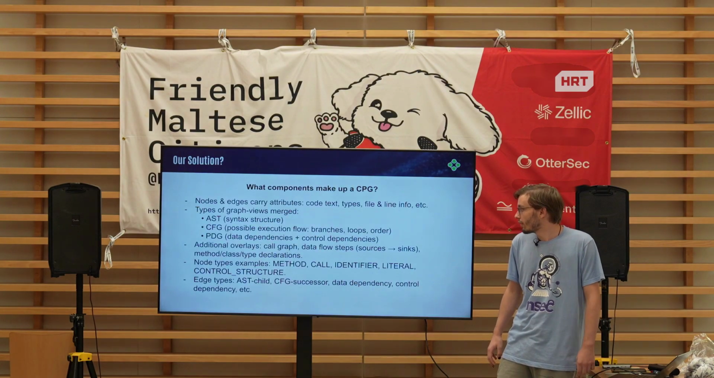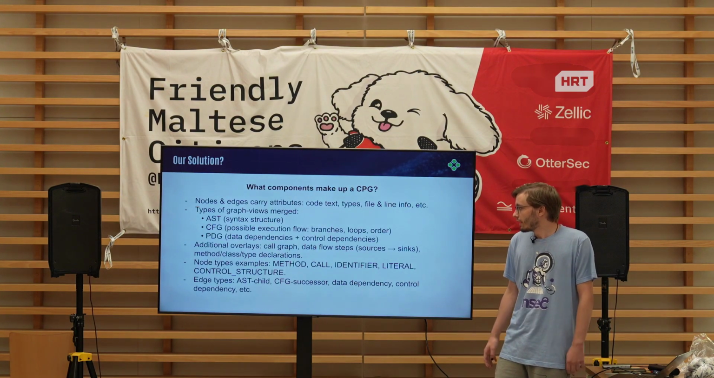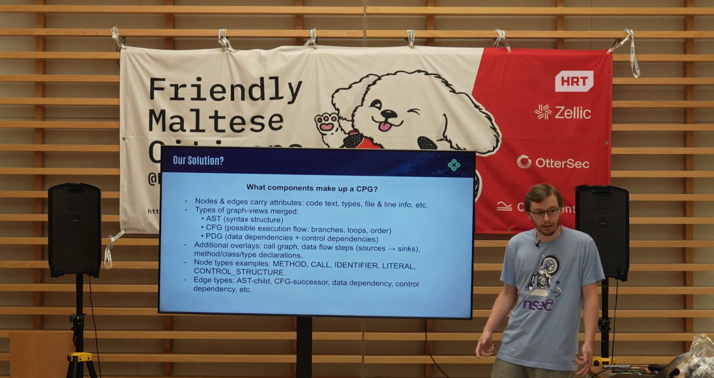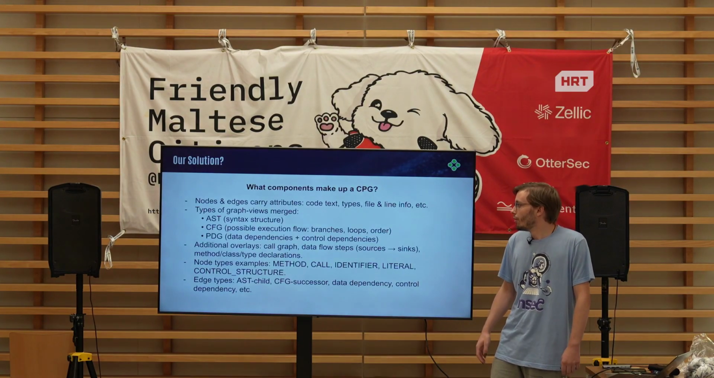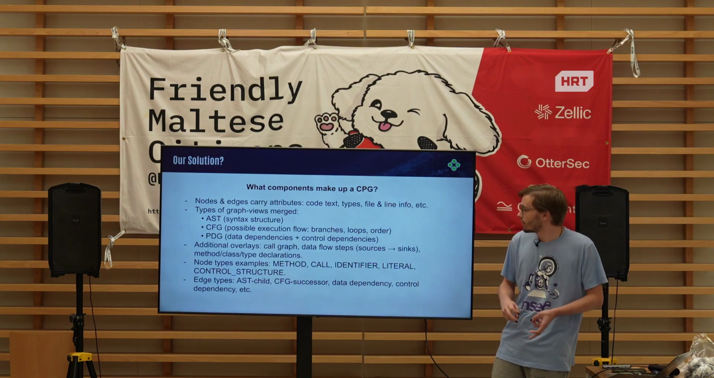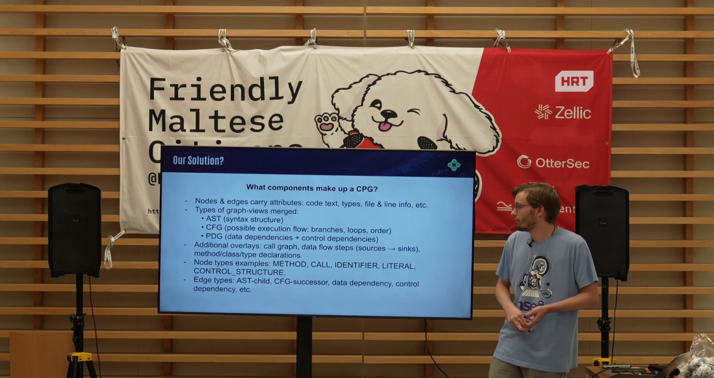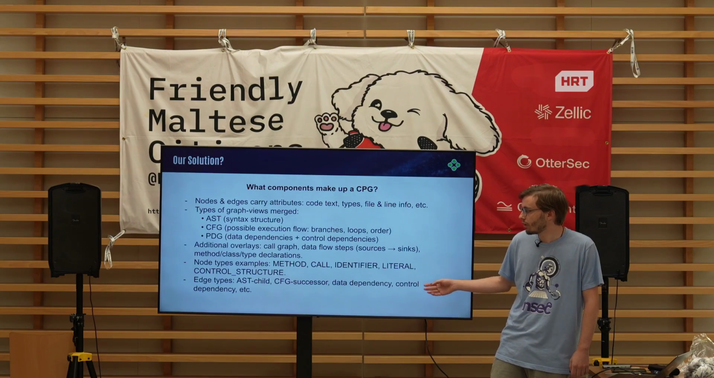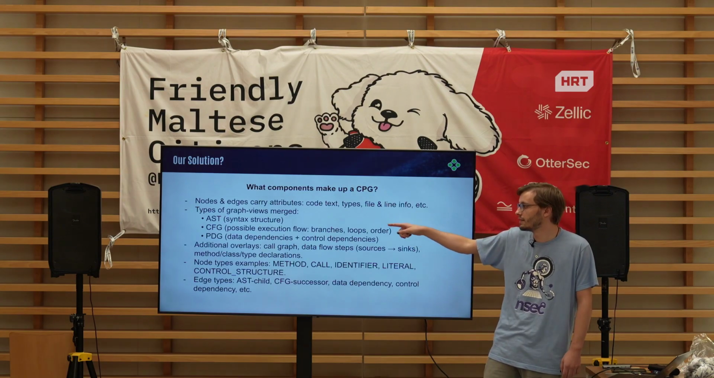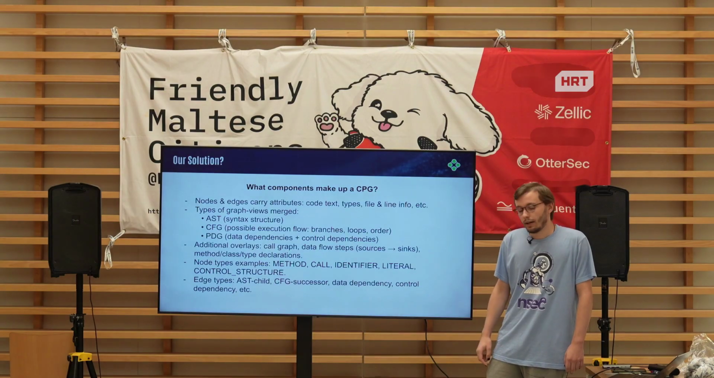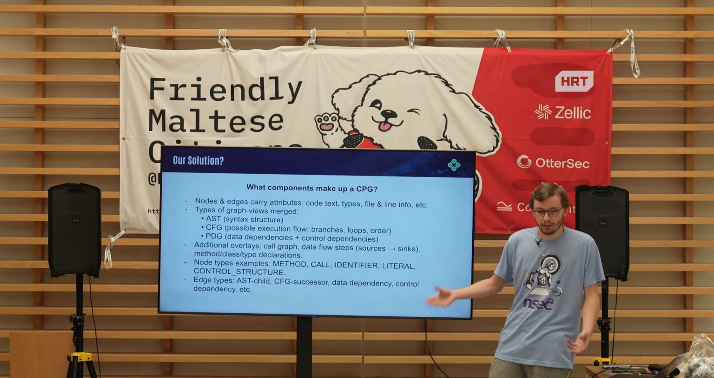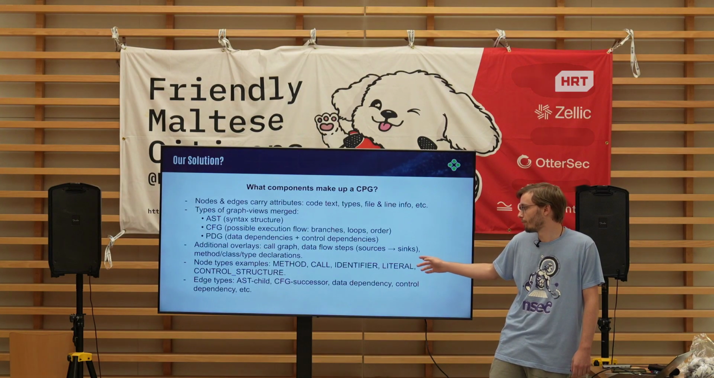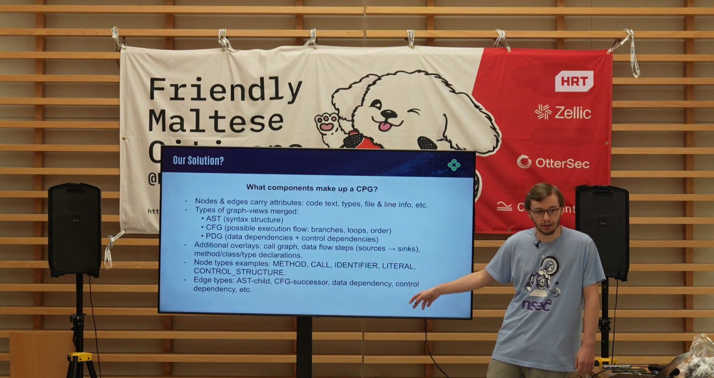So what makes a good CPG? Well, kind of a lot of things. Obviously, the nodes and edges must carry attributes. So nodes would carry things like context, the types, the file and line info, etc. And the edges would also carry attributes. Obviously, it needs to have the AST, the CFG, the PDG. Then what you need to add to properly reason about the program is overlays, so call graph, data flows, and also method, class, and type declaration.